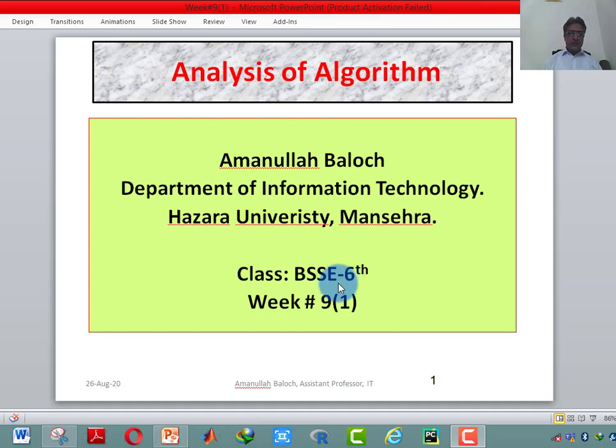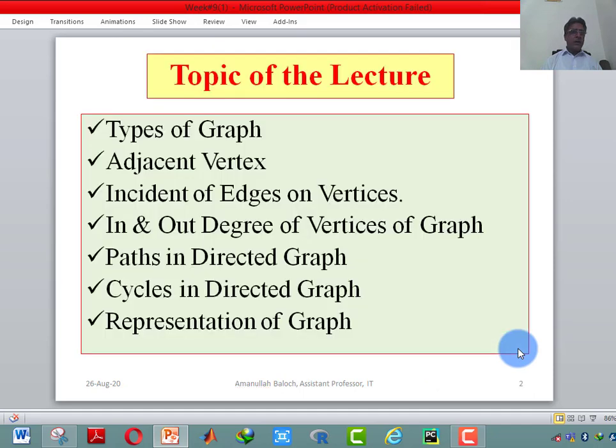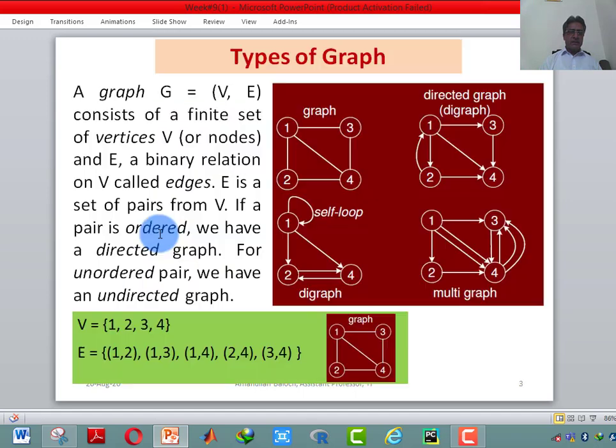In this lecture, we will discuss the following topics: types of graph, adjacent vertex, incident of edges on vertices, in and out degree of vertices of the graph, path in the directed graph, cycles in the directed graph, representation of a graph. These are the topics which we will discuss in our today's lecture.